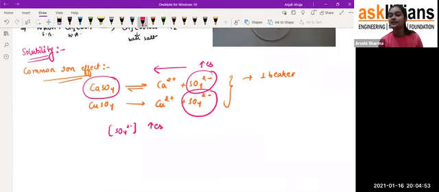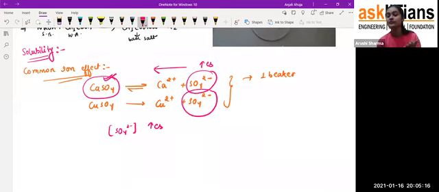That means the calcium and the sulfate ion will combine with each other, and we are getting more of the calcium sulfate. That means the dissociation of the calcium sulfate is going to decrease. And if it is not present in the form of ions, it can't dissolve into the water properly. That means it will remain as the solid.